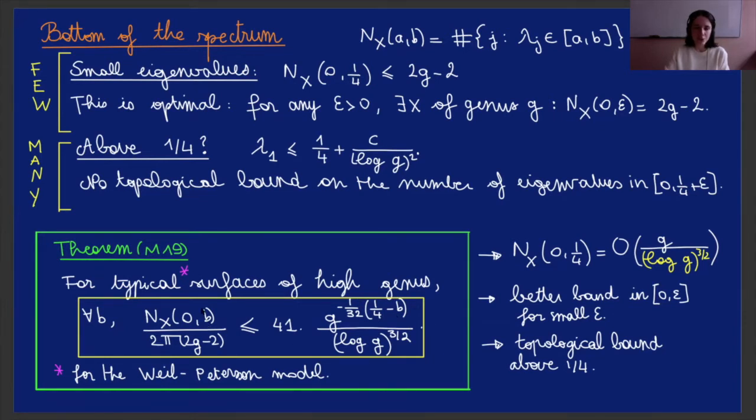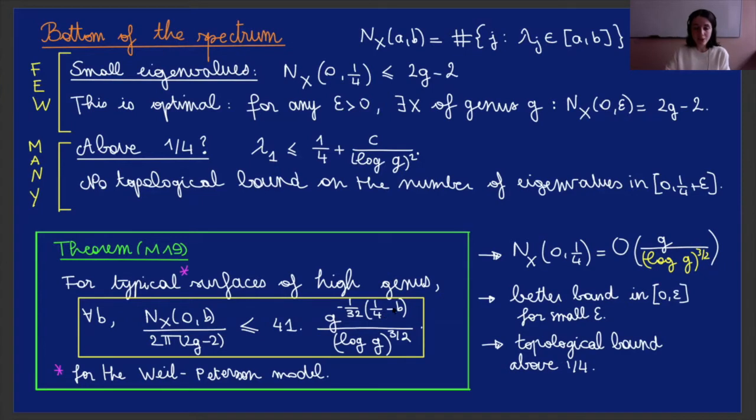So let's take a few values of b to see what happens in this bound. If we take b equal to 1/4, we obtain that the number of small eigenvalues is big O of g divided by a power of log g. So this is a logarithmic correction compared to the deterministic bound, which was optimal. So these examples, the surfaces which are obtained by pinching all these curves, they're not typical. They're quite pathological and exceptional in a sense. And most surfaces actually satisfy a bit better, a bound which is a bit smaller.